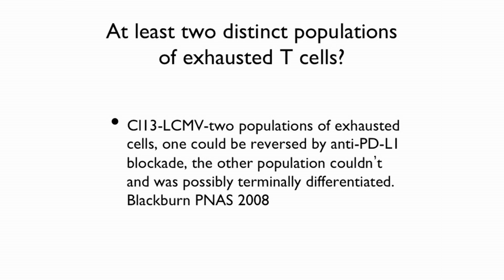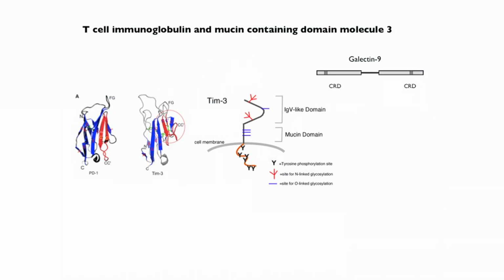And Rafi Ahmed had shown in the LCMV model that there's at least two different populations of exhausted cells. There's one population of exhausted T cells that can be reversed by blocking PD-1, but there's another population of exhausted cells that seems to be even more exhausted that you can't reverse with PD-1 blockade. So we started looking at another immunoglobulin family molecule called TIM3.